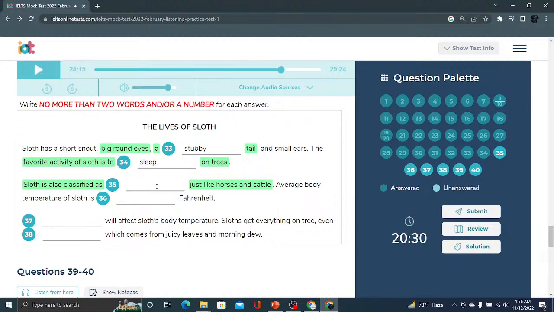I hope you got the answer. He was saying sloths are also classified as herbivores. Okay, herbivores. Herbivores. I hope I write it correctly.